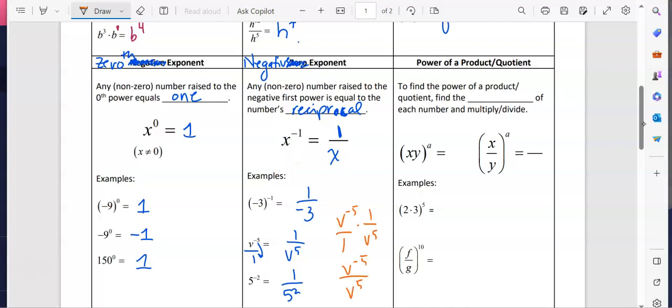I've decided to backtrack a little bit. I started to give a different explanation, and then I decided I didn't want to go that direction, so we're going to erase that and move on.